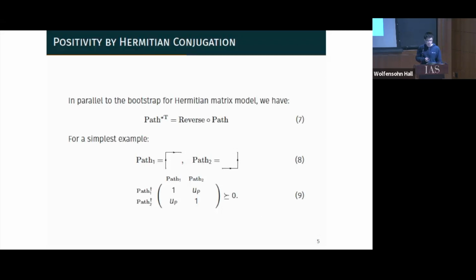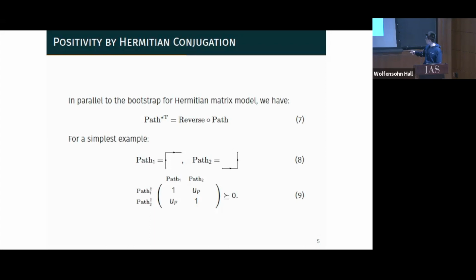The second step is the positivity condition. The positivity condition comes from a rather transparent observation that the Hermitian conjugate of a matrix times the matrix itself, when you take the trace, must be positive. But this becomes non-trivial if you consider linear combinations of the Wilson lines.